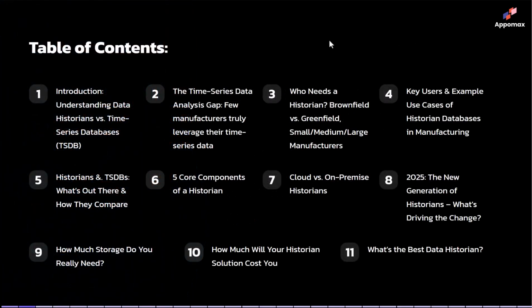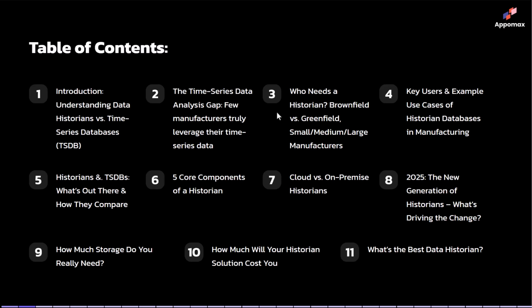So what would I be covering? The first thing is the difference between what's called the data historian and time series databases. We'll talk about time series data analytics and the gap: few manufacturers have truly leveraged this data.